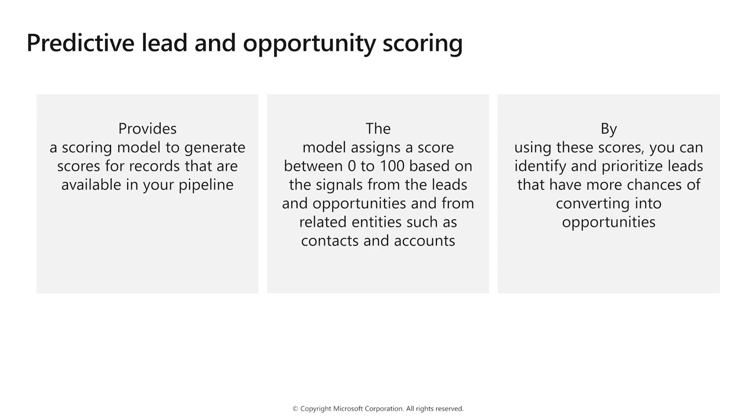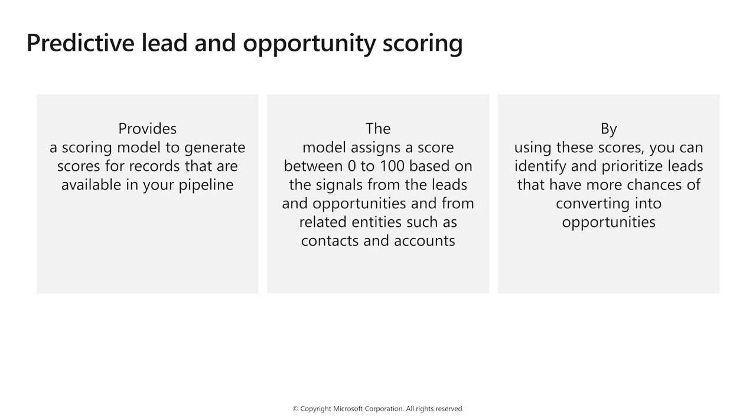So we're talking about predictive lead and opportunity scoring. It provides a scoring model to generate scores from records that are available in your pipeline. It uses machine learning to assign a score between 0 and 100. And by using these scores, you can identify and prioritize leads that have more chances of converting into opportunities.